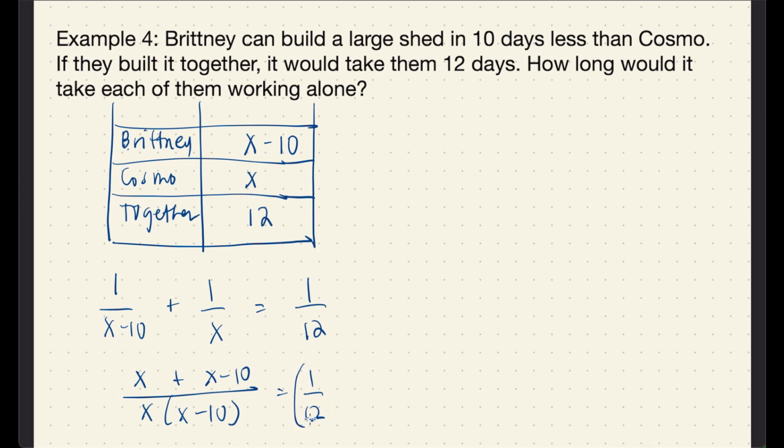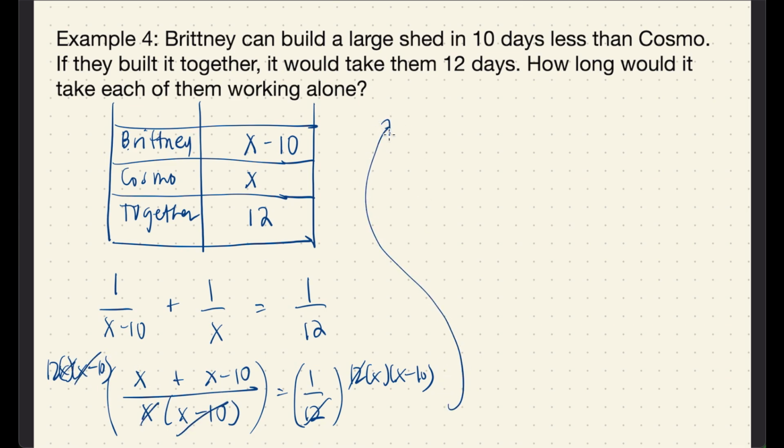Then multiplying both sides by 12x, then x minus 10. Okay, that cancels out. And then distribute 12, it will become 12x plus 12x minus 120 is equal to, we'll have x times x minus 10. So we'll have 24x minus 120, and then we'll have x squared minus 10x.